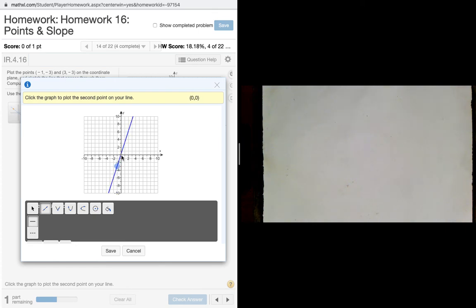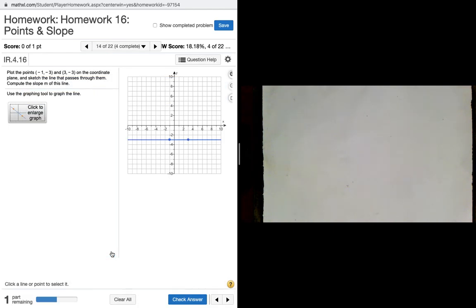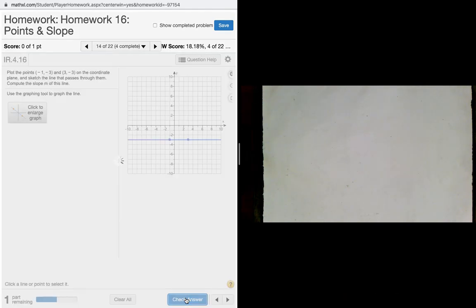Then I go back to the origin, 0, 0, and I'm going to make another point, 3 in the x, so I go to the right 3, and negative 3 in the y. 1, 2, 3, and I graph another point right there. Those are my 2 points. Notice I hit save, it shows it up here, and then I can check to make sure I graphed it properly.